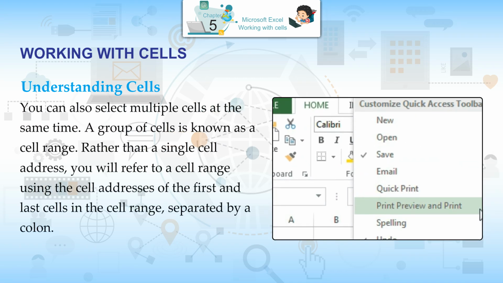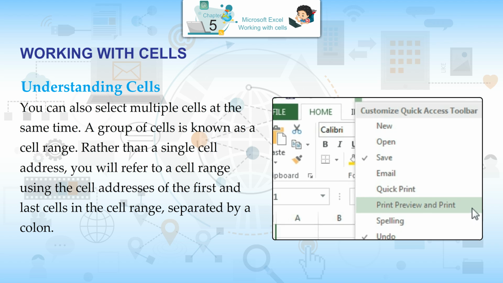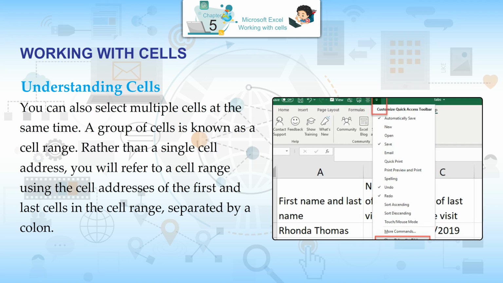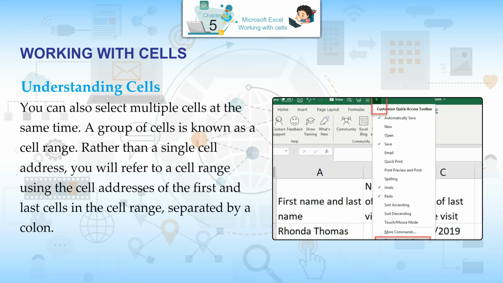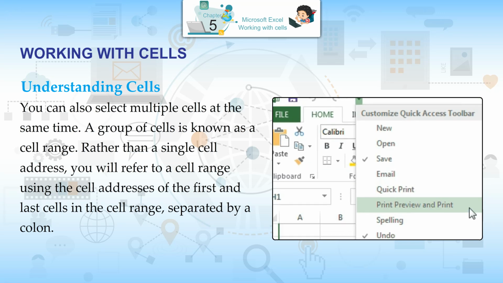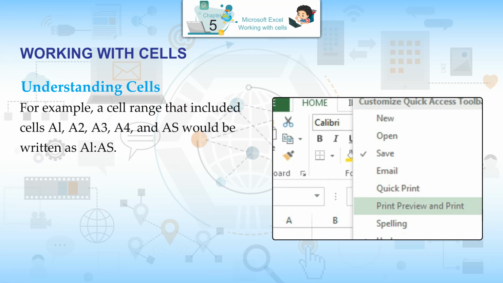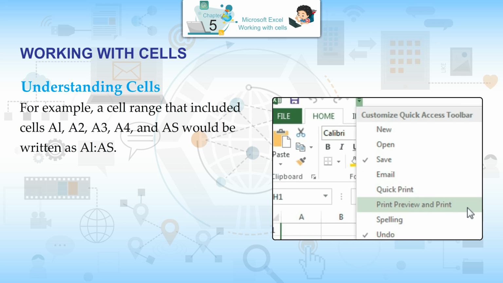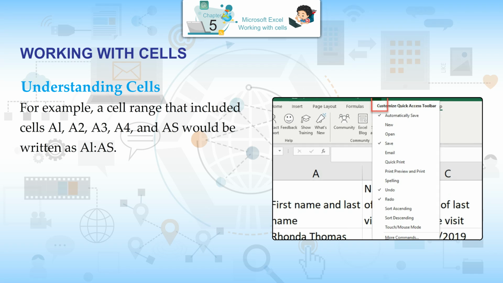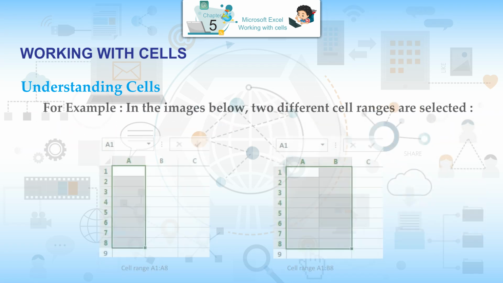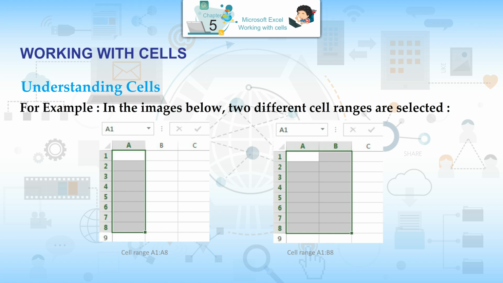You can also select multiple cells at the same time. A group of cells is known as a cell range. Rather than a single cell address, you will refer to a cell range using the cell address of the first and last cells in the cell range separated by a colon. For example, a cell range that included cells A1, A2, A3, A4, and A5 would be written as A1:A5. In the images below, two different cell ranges are selected: cell range A1:A8 and cell range A1:B8.